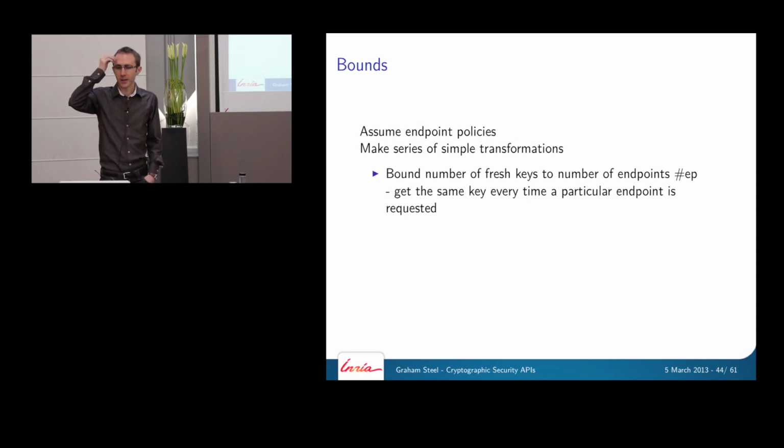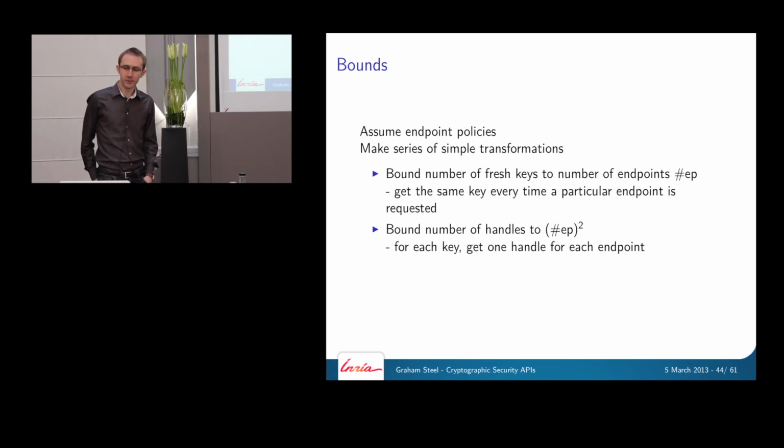So we're going to bound the number of fresh keys that you can generate to the number of different endpoints. In fact, what we're going to say is that every time you ask for a key of the attribute type wrap and unwrap, you're actually going to get the same key, okay? So this isn't something we're asking from the implementation. This is just an abstraction we're making in our model. And what we're saying is that the problem of finding an attack in this model is equivalent to the problem of finding an attack in the real model where you get a different key every time.